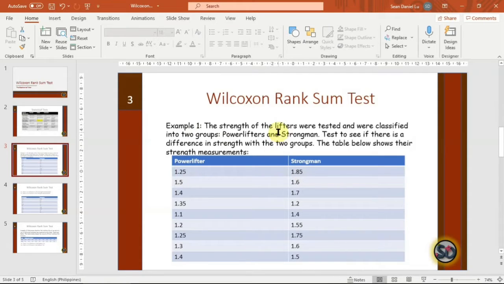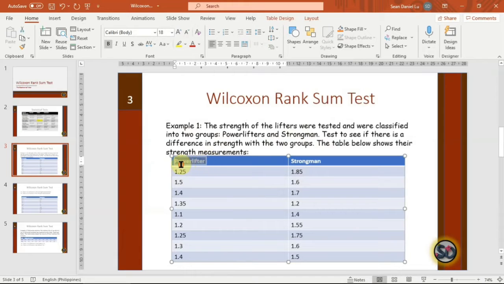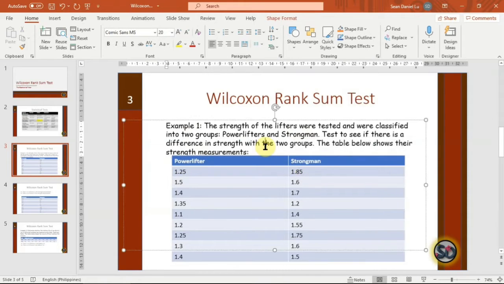Imagine this to be, if this were iPhone versions, this would be iPhone 10, this would be iPhone 11. That means iPhone 10 and iPhone 11 are dependent variables, they are matched pairs, and the main group would be Apple phones.